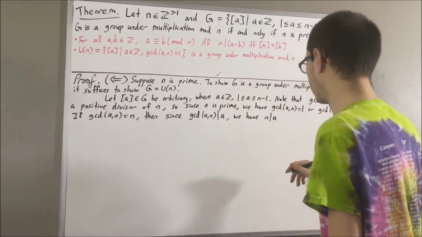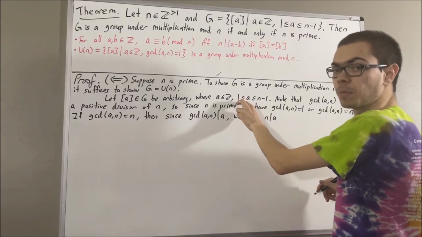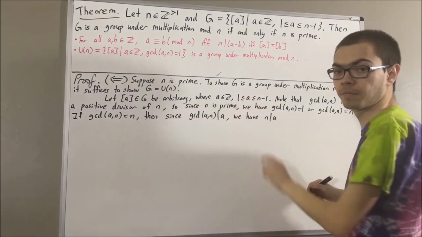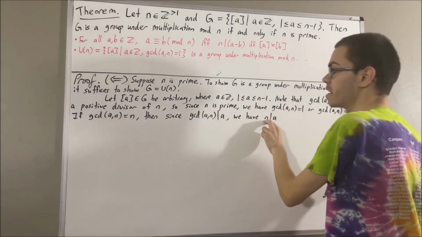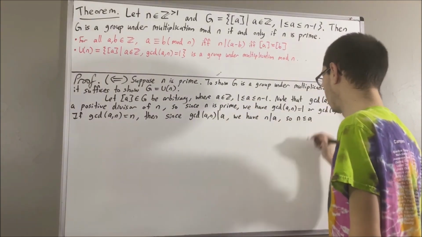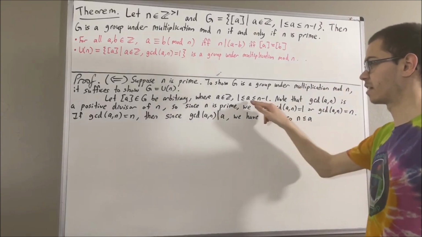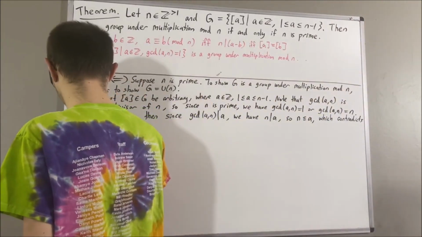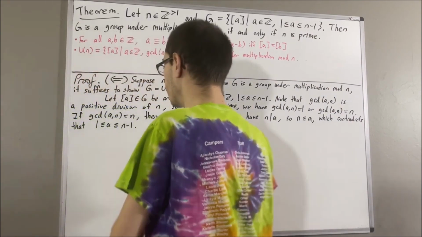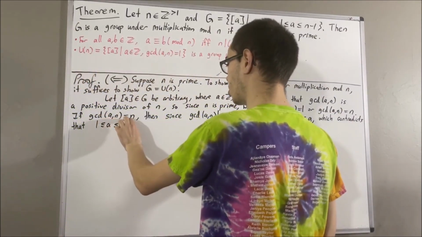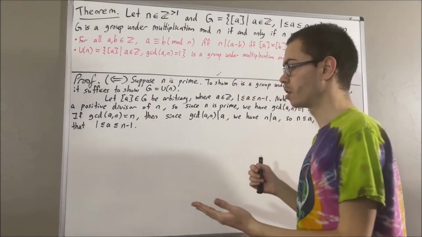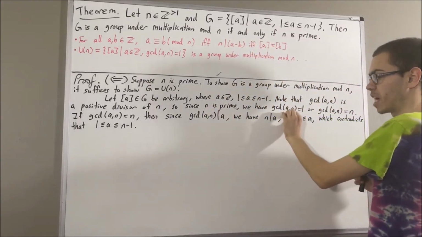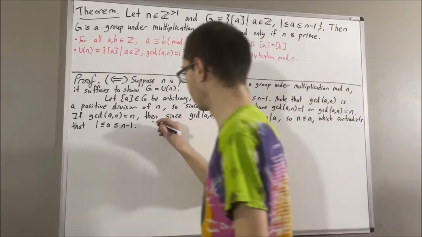But remember, since a is a positive integer, we know that all divisors of a are less than or equal to a. So in particular, n is less than or equal to a. But this contradicts the fact that a lies between 1 and n minus 1. Our assumption that the greatest common divisor of a and n is equal to n led us to a contradiction. So we must instead have the other option. We must have the greatest common divisor of a and n is equal to 1.